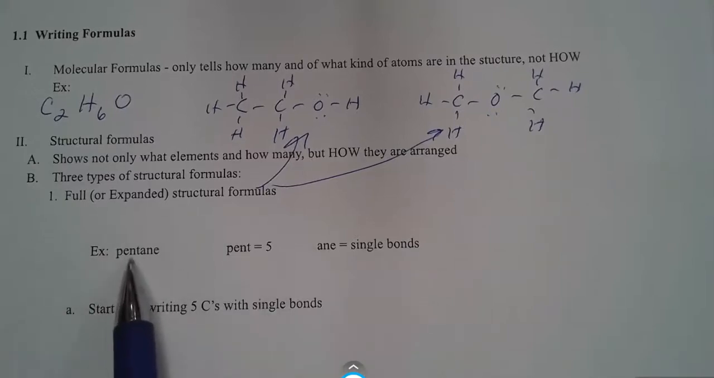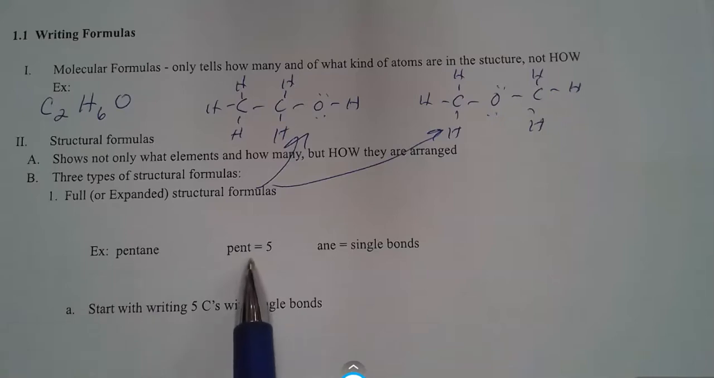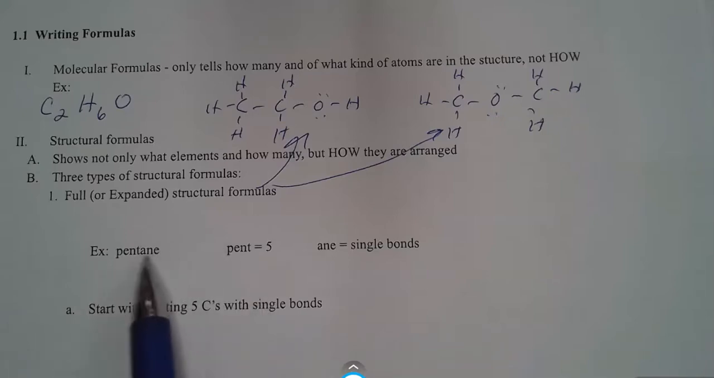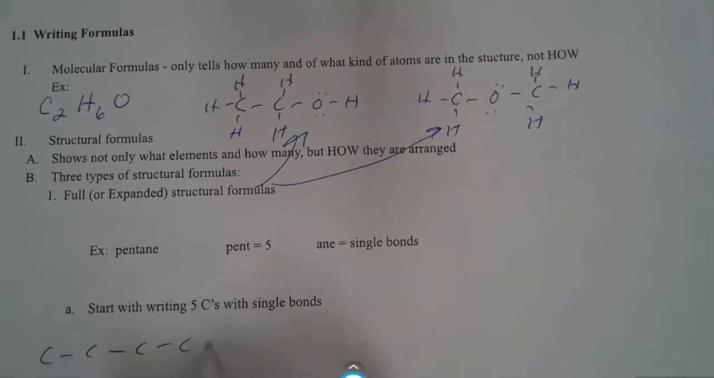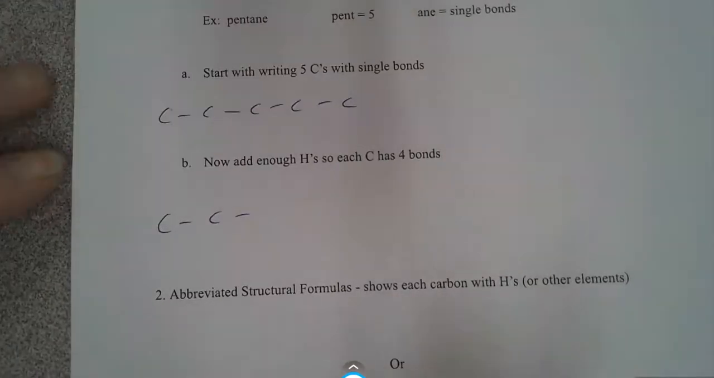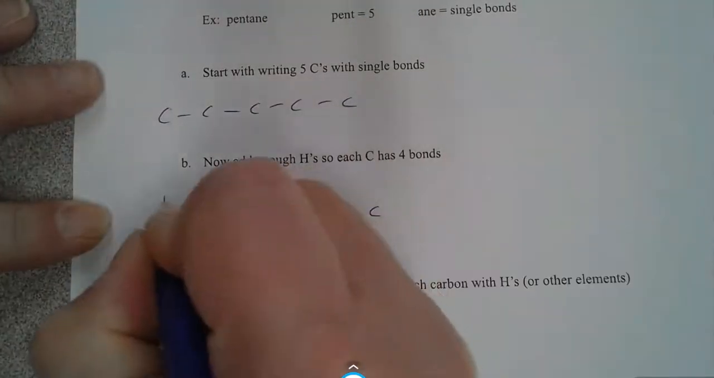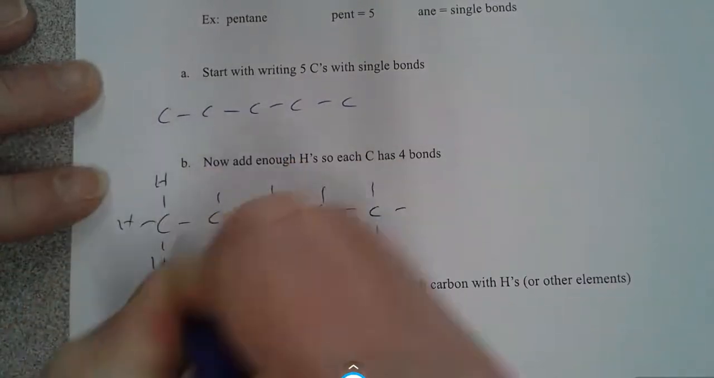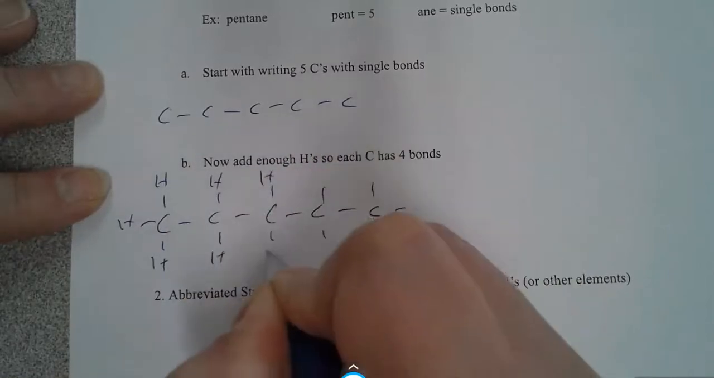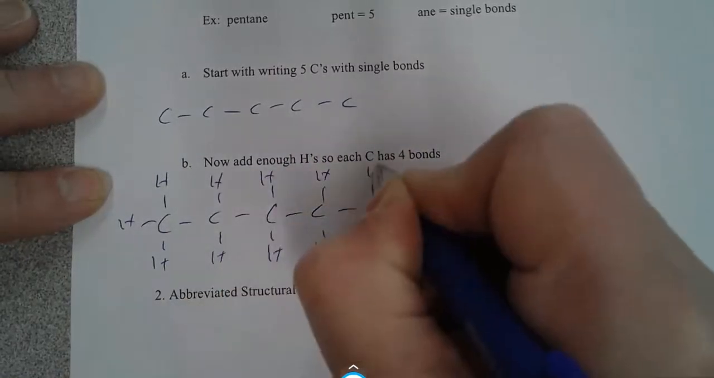So the prefix pent, you might figure out, means 5, like a pentagon has 5 sides to it. The ending ane tells you they're all single bonds. So if I were to do a structural formula of pentane, all right, I would do this. So I'd write 5 carbons, and now I'm going to add enough hydrogens, right? So that carbon is going to get that magic number of 4 bonds. Always has to have 4 bonds. Remember, it doesn't have to have 4 bonded atoms, but it has to have 4 bonds.